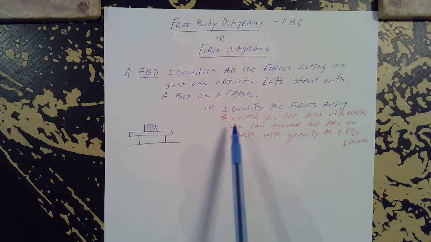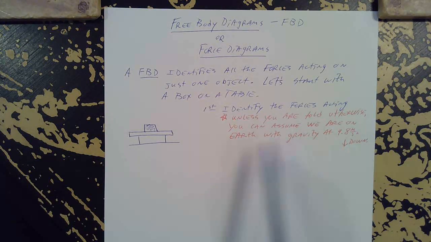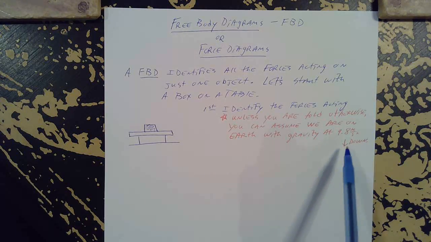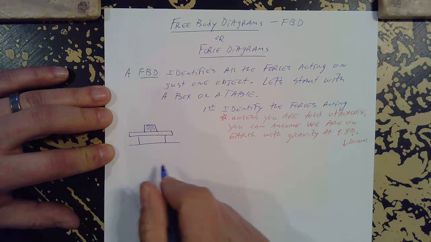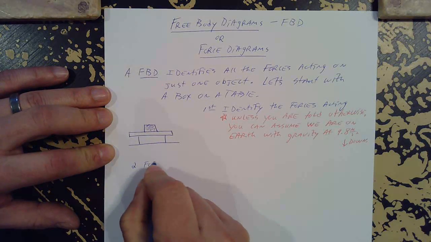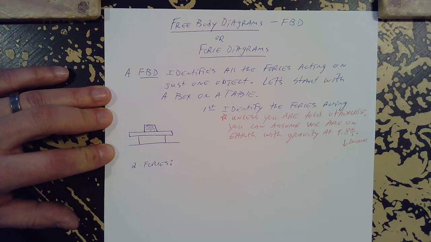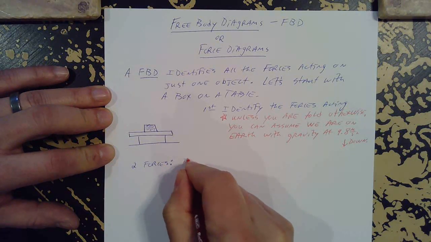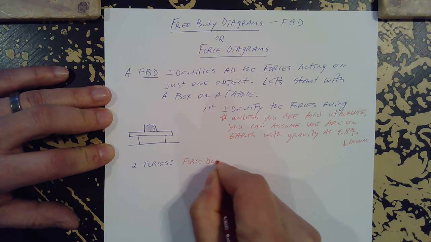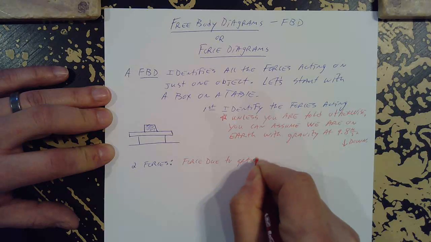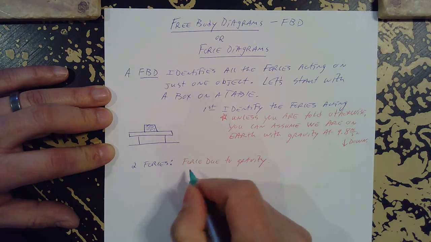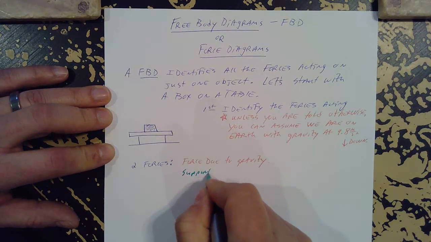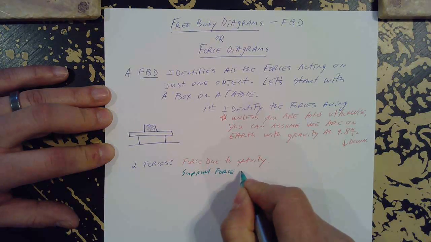Just a side note, unless you are told otherwise, you can assume we are on Earth with a gravity of 9.8 meters per second squared down for these problems. So in this particular case with the box on the table, we have two forces. Force due to gravity and a support force from the table.